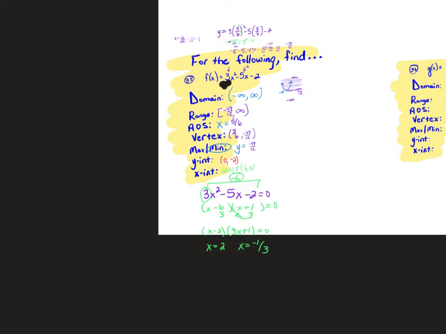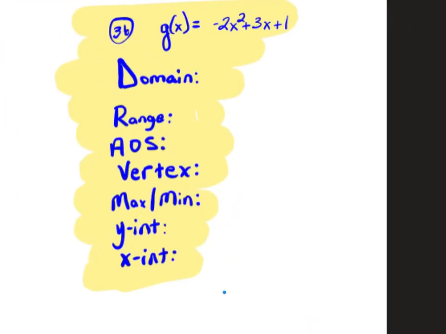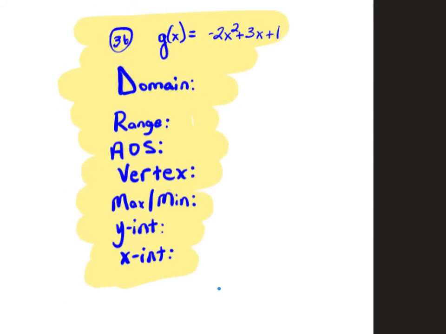Okay, so now we're going to go over to the second one. Exact same thing. This one's a little more difficult because it has a negative and it doesn't factor pretty, but we can still do it. So the first thing we're going to answer is our domain. Our domain for every parabola we ever see is negative infinity to positive infinity.